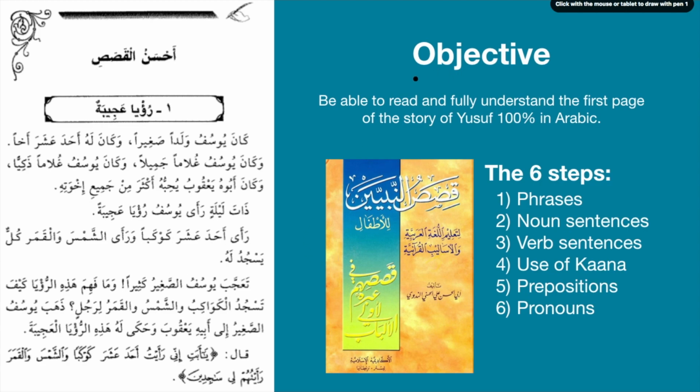So as I said, the objective is to be able to read and fully understand the first page of the story of Yusuf 100% in Arabic. This book is available to buy, by the way. You can buy this on Amazon, get it for £7 or something like that. But no problem, the page that I'm going to give you is available in the free student work booklet, which I've put on this page as well.